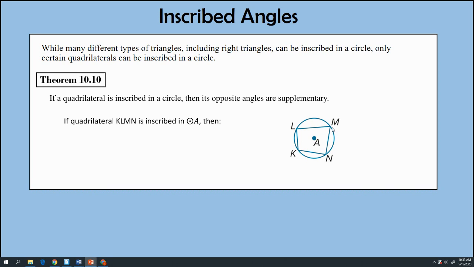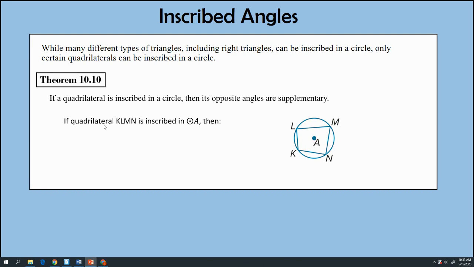L and N do the same thing. If you look at angle N, it intercepts arc KLM. Inscribed angle L intercepts the rest of the circle. So together they intercept the whole circle, so these two have got to be 180. So that's kind of unique to this quadrilateral that's been inscribed inside this circle.